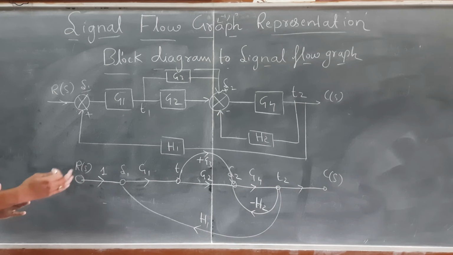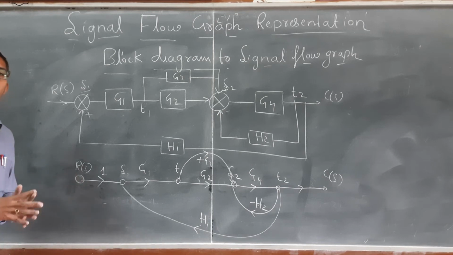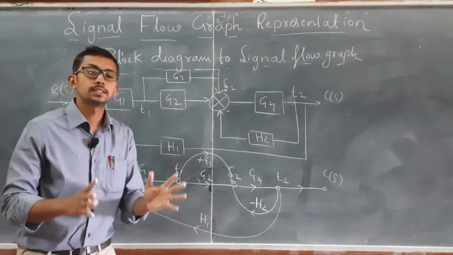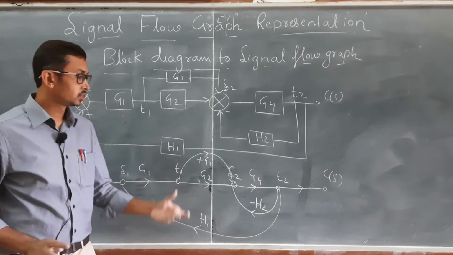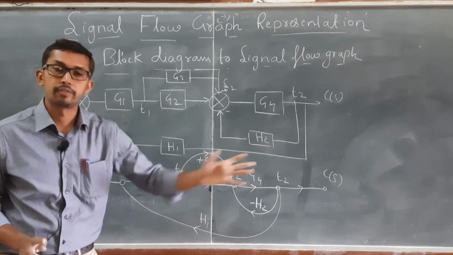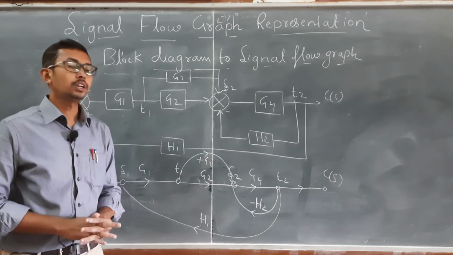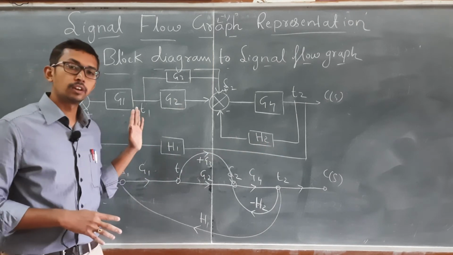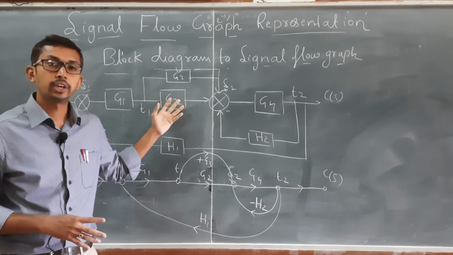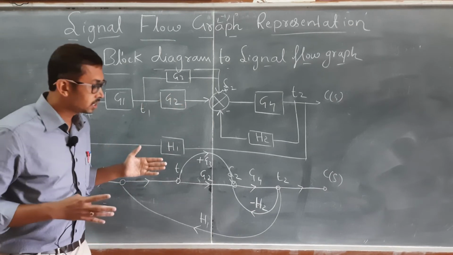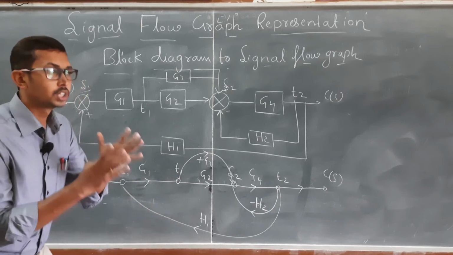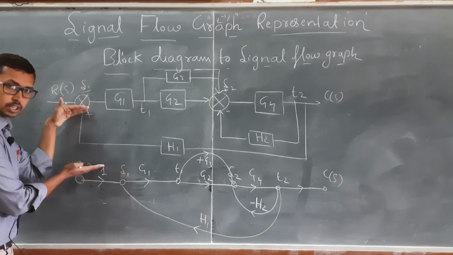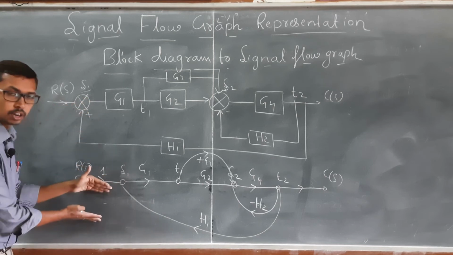So this is how we are going to represent the given block diagram as a signal flow graph. In further classes, I am going to tell you the meaning of Mason's gain formula and how to find the transfer function of a given signal flow graph. Then you are going to appreciate the difference between the signal flow graph and the block diagram reduction technique, and how it is much easier than the block diagram reduction technique.